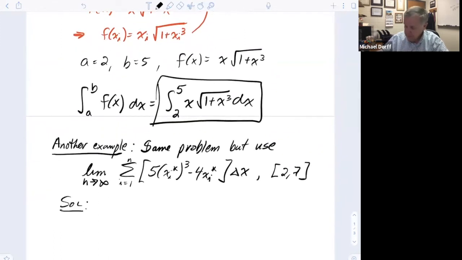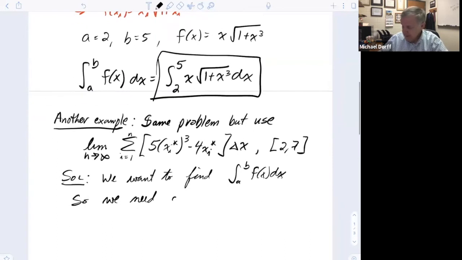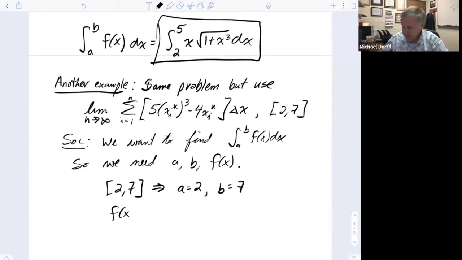Okay, so how do I do this? Again, we want to find the integral from a to b of f of x dx. So we need a, b, and f of x. Okay, we're given the interval from 2 to 7. So this is going to tell me a is 2, the first point of the interval, and b is 7. And now I just have to figure out what f of x is.